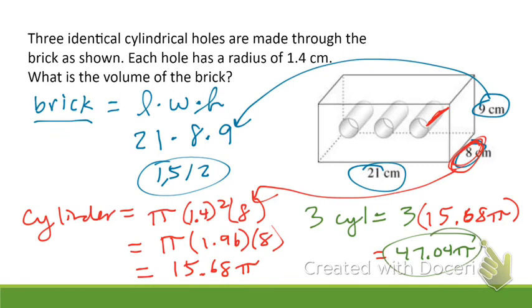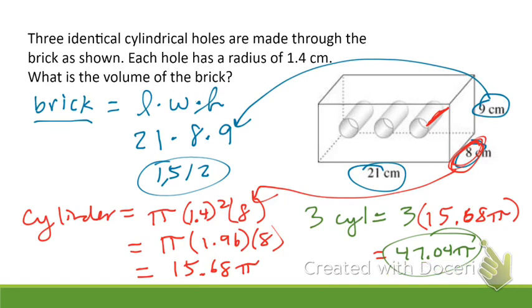I've got the brick, and it's 1512. I'm going to have to subtract 47.04 pi. Notice that the brick doesn't have pi in it because it has nothing cylindrical or spherical or circular about it. That's why there's no pi. Because I'm going to have to take away those 3 cylinders, when I subtract, I'm going to have to convert 47.04 pi.